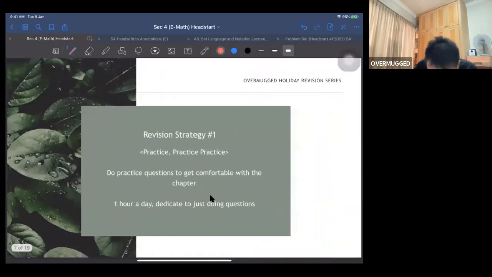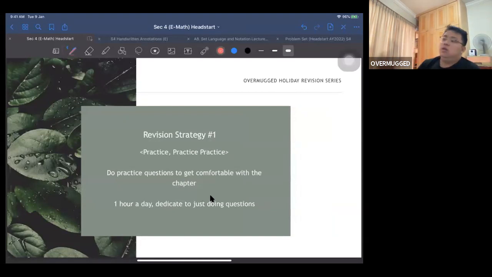Now, revision strategy. Right now it's about 10, 11 months to O's. I think about 10 months to O's. Blink one more time and O levels will be ready to come. It's pretty fast. So how do you start your revision?